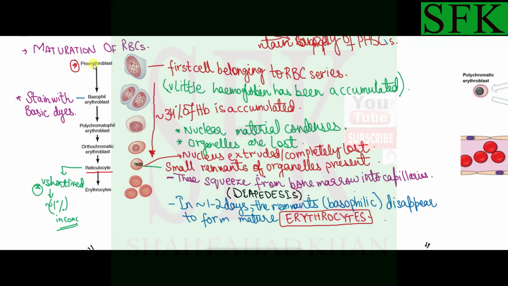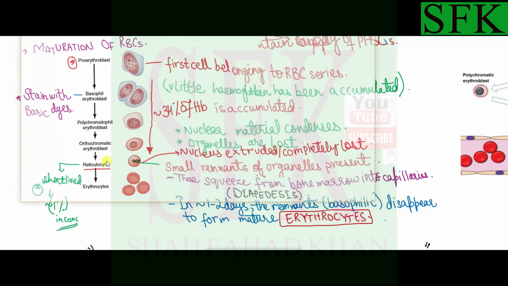Okay, basically the very first cell of the erythrocyte series is called the proerythroblast. Okay, this is the first cell that belongs to the red blood cell series. Now it differentiates into basophil erythroblasts. These are called basophil erythroblasts because they stain with basic dyes. Okay, basophil means base loving, so they can take up basic dyes. Then they give rise to polychromatophil erythroblasts, then orthochromatic erythroblasts, and then finally reticulocyte.